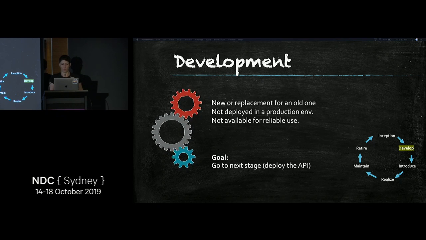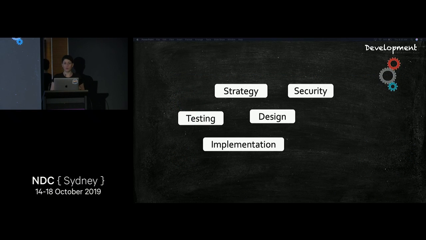What is the goal? The goal here is to just go to the next stage. The goal is really important. We want to deploy. We don't want to stay in the development forever. There are tons of samples in the world of people who just stayed in development. They never actually deployed their product. Here we do strategy, security, design, implementation, and testing.